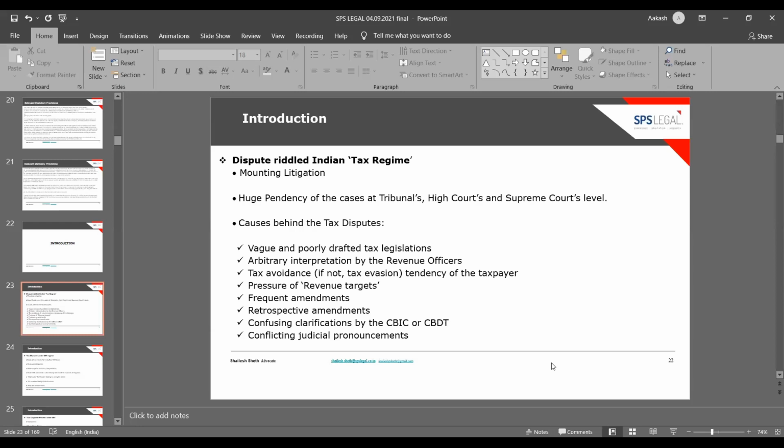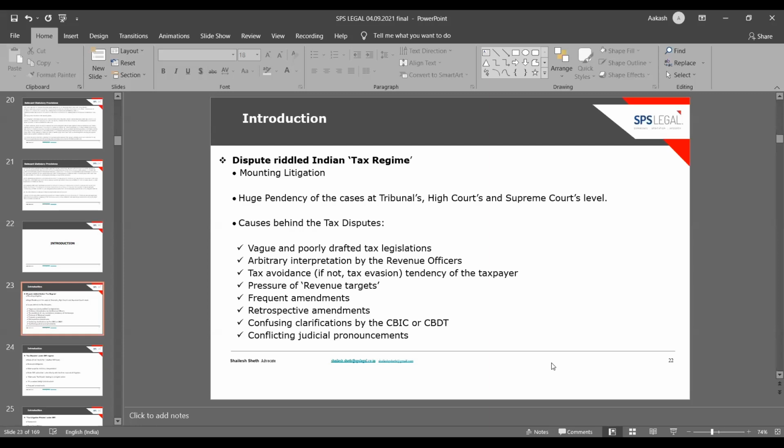Arbitrary interpretation by the revenue officers. Once the tax provisions are not properly drafted, it gives scope for arbitrary interpretation to the revenue officers, and at times even to the taxpayers as well. Then, the tax avoidance tendency of the taxpayer also obviously leads to tax disputes. After all, as somebody has famously remarked, tax avoidance is probably the only profitable business remaining in today's world. Pressure of revenue targets.